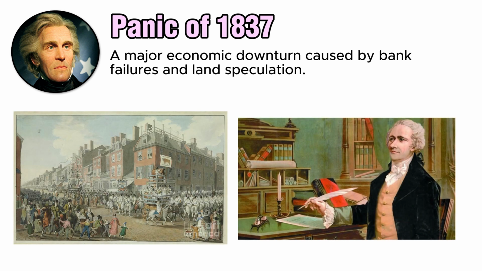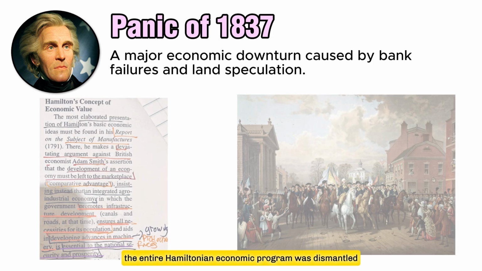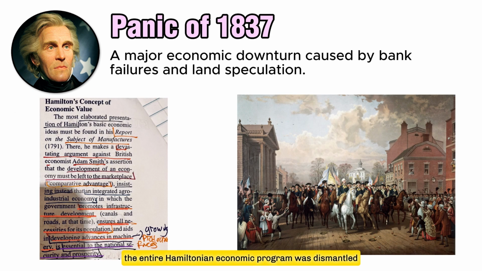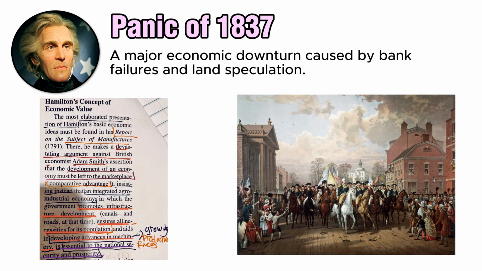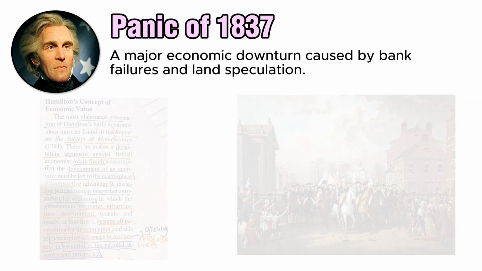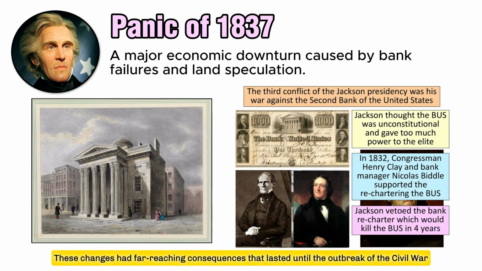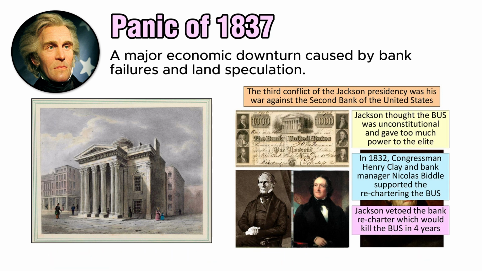In the 8 years of Jackson's presidency and the 4 of Van Buren that followed, the entire Hamiltonian economic program was dismantled by a political backlash. The Bank of the United States was eliminated, the protective tariff was reduced, and the internal improvements policy was halted. These changes had far-reaching consequences that lasted until the outbreak of the Civil War, a conflict which Jackson's policies alone did not cause, but likely exacerbated.